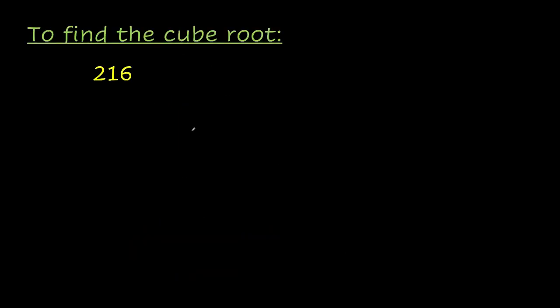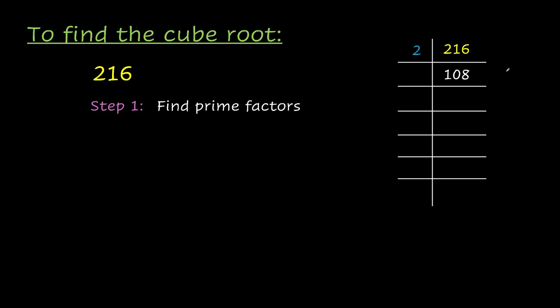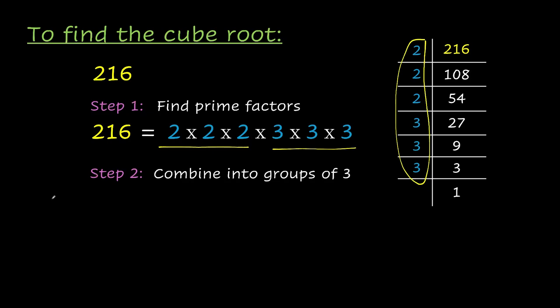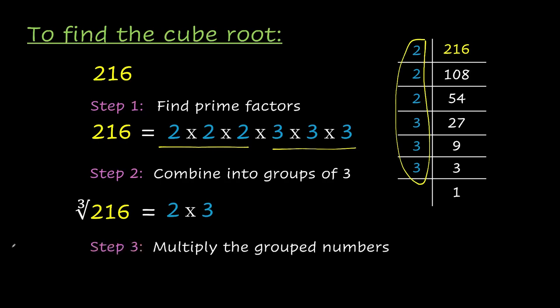To find the cube root of a number like 216, step 1, find the prime factors. So let's prime factorize 216. We'll start with 2, that gives us 108, and then another 2 gives us 54, 2 again gives us 27. Then 3: 3 9's are 27, 3 3's are 9, 3 1's are 3. So here we have all the prime factors. The second step is to combine into groups of 3. Then the cube root of 216 would be 2 times 3. And finally, step 3 is to multiply the group numbers, and that would give us 6.